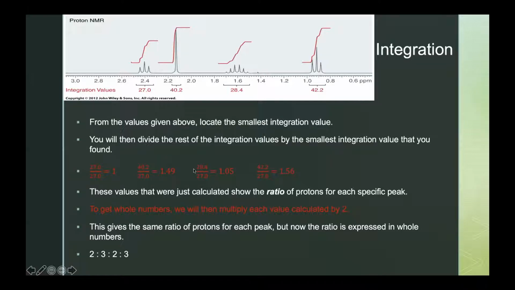And since they're in decimal form, what we want is to get them in whole number form. So from there, we're going to multiply these numbers by 2. So we're going to multiply 1, 1.49, 1.05, and 1.56 by 2 to get whole numbers. And from there, we get a ratio of 2, 3, 2, 3. And this is the ratio of how many protons of each peak is relative in the compound. So it's a ratio of 2 to 3 to 2 to 3.